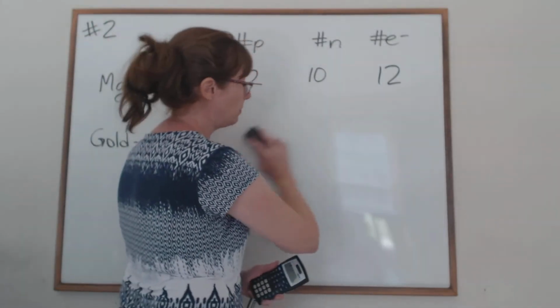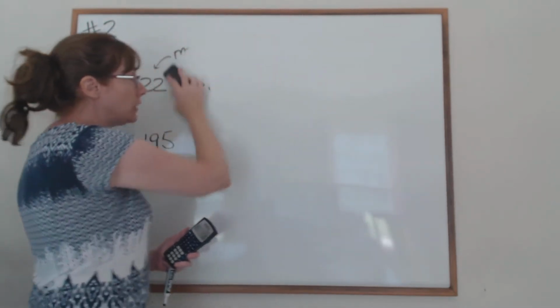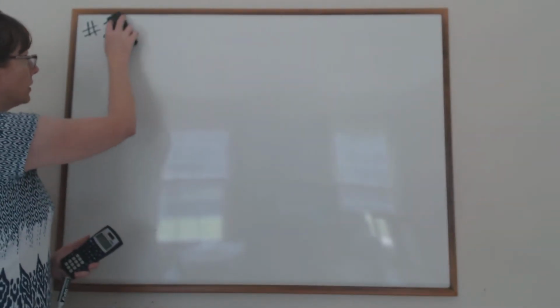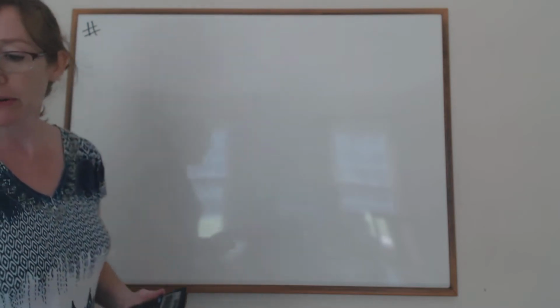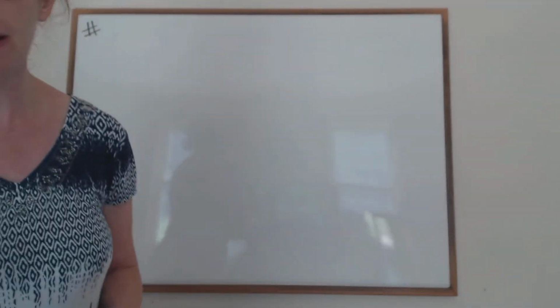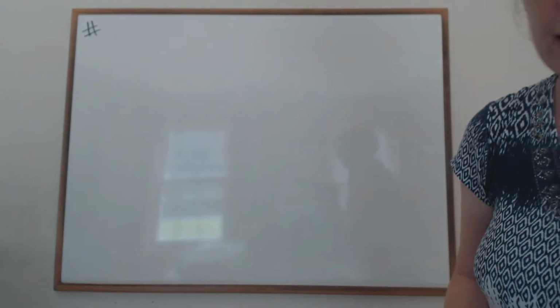Now that's a positively charged particle. If it was a negatively charged particle, that means the number of electrons outweighs the number of protons. So you would have extra electrons, and you would have to add however many you need to get that charge.